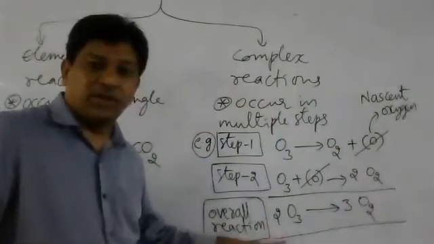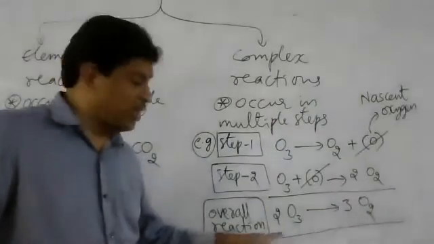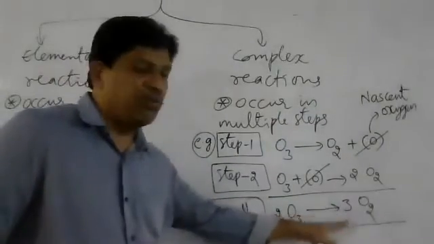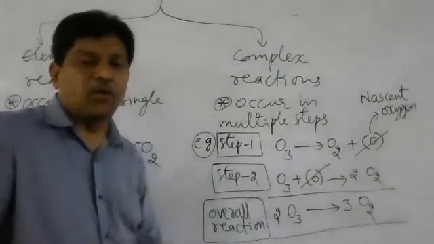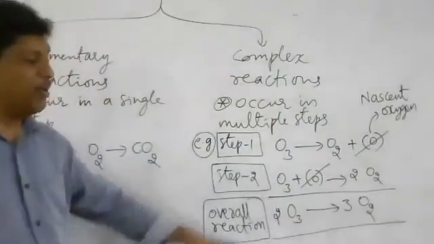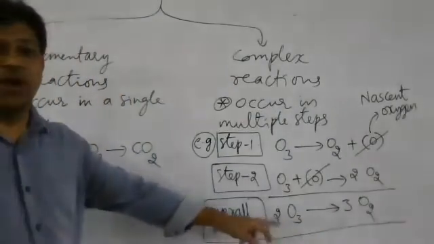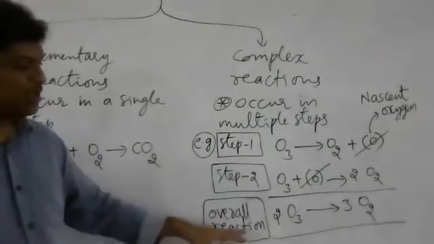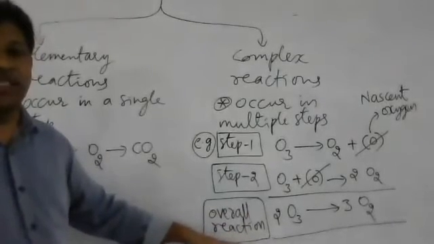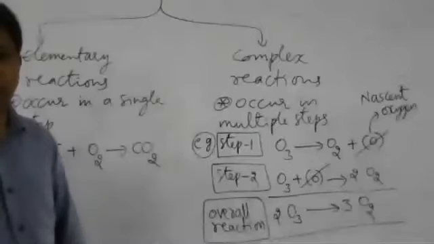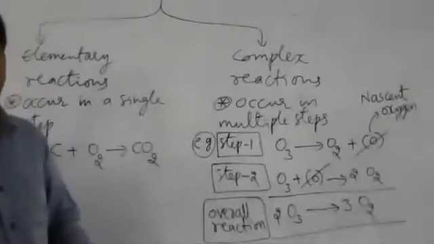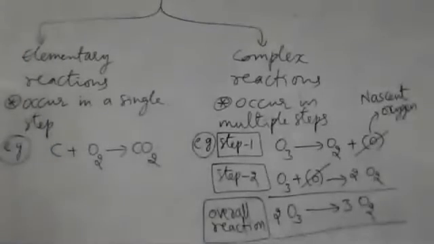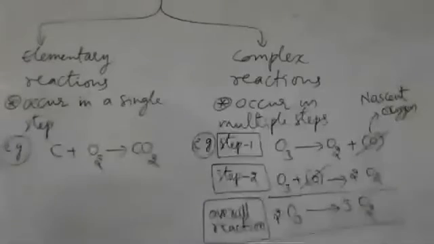Now, if you are given this overall equation, can you say 2O3 gives rise to 3O2 is an elementary reaction? No, we cannot say it is an elementary reaction. It is a complex reaction. How can you say this is a complex reaction? Because it is a combination of how many steps? 2 steps. So it is called a complex reaction.